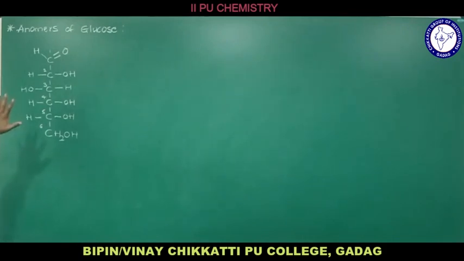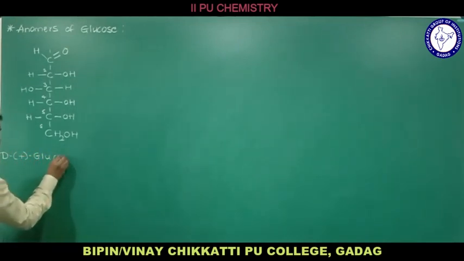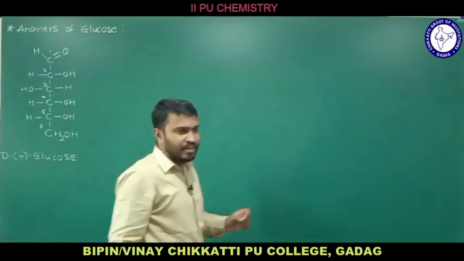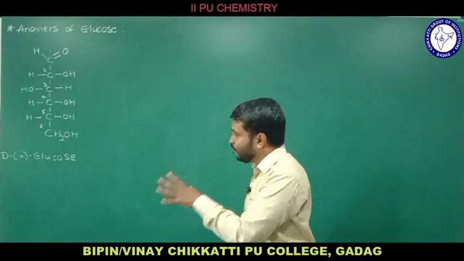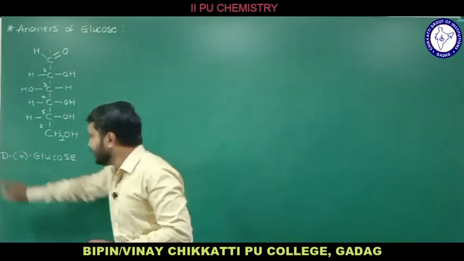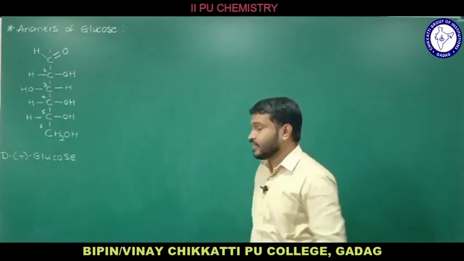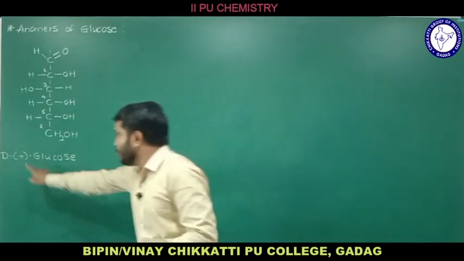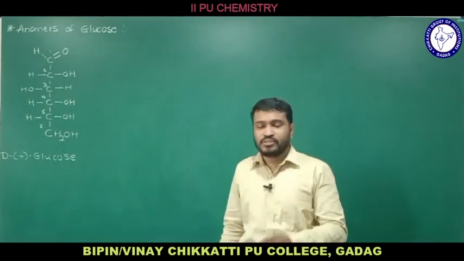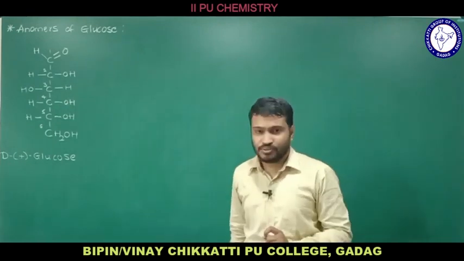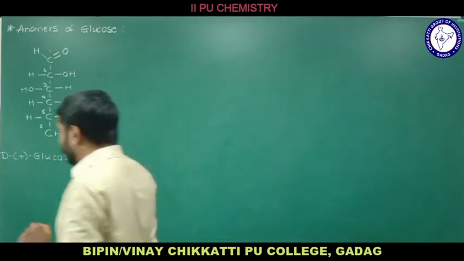Now you tell me, what is the name of this compound? The name of this compound is D plus glucose. Now I hope you can remember what D and plus stand for. D-glucose: on the asymmetric carbon, OH is on the right side. Here carbon number 5 you need to consider. Plus represents that this compound rotates plane polarized light towards the right side. So this is the open chain structure of glucose.